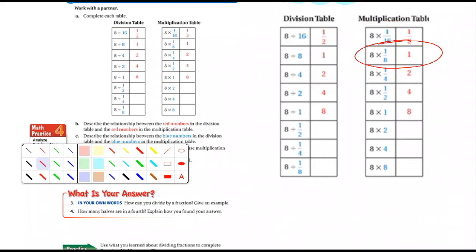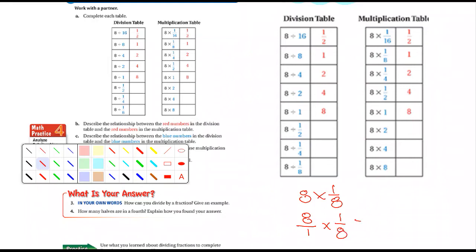And you might say, well, wait a second, Mr. Glazer, that doesn't make any sense. Well, 8 divided by 8, I think you guys understand why that's 1. But let me prove to you that 8 times 1/8 equals 1. Let's do it. 8 times 1/8. I need to change that 8 into a fraction, right? 8 over 1 times 1 over 8.